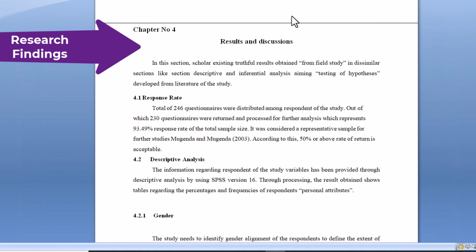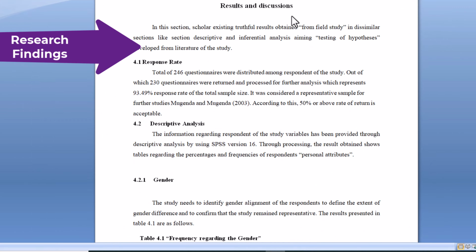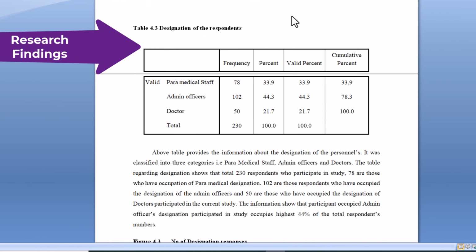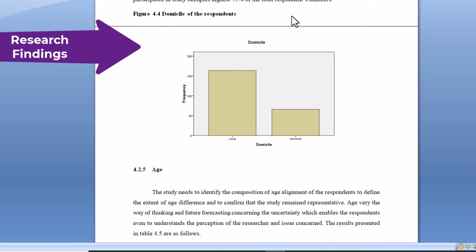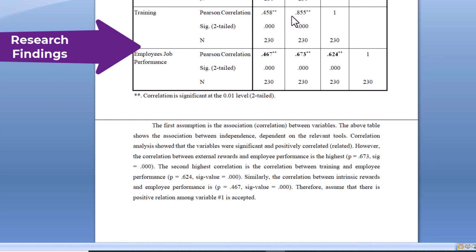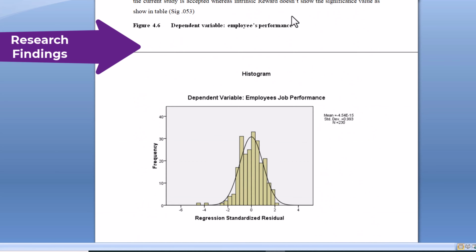10. Research findings. In this section, you present your research findings. The dissertation findings chapter is built around the research questions. As outlined in the introduction chapter, report findings that are directly relevant to your research questions.